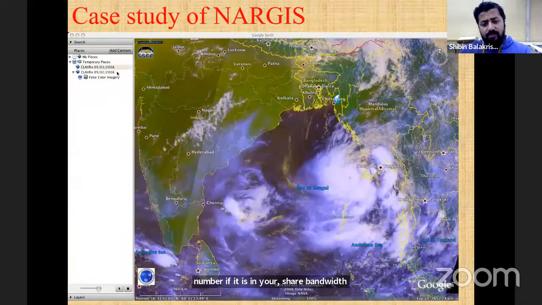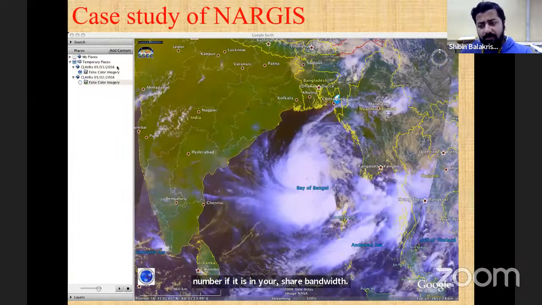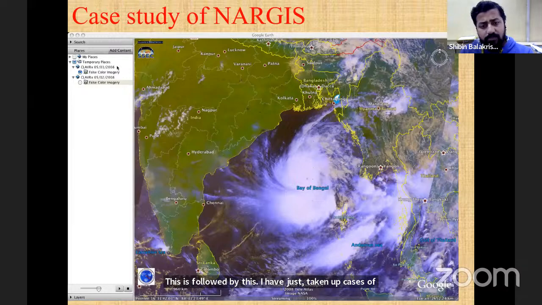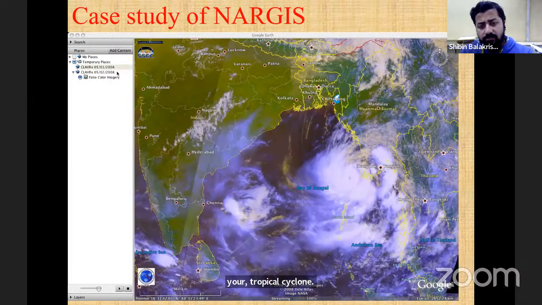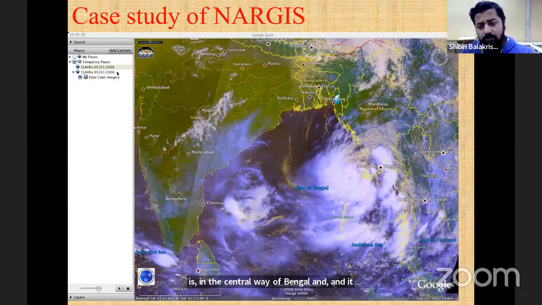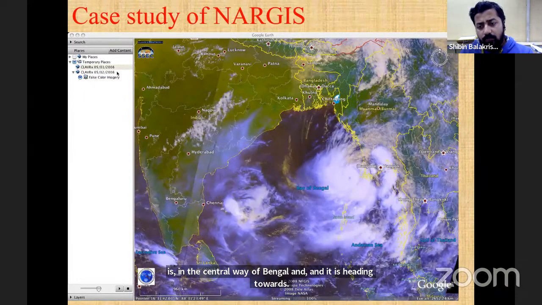This is followed by this. I have just taken up cases of tropical cyclones. So this one which I'm showing here is the case study of Nargis in 2008. This is from Google Earth, which I have taken. You can see the system in the Central Bay of Bengal, and it is heading eastwards all the way till Myanmar.